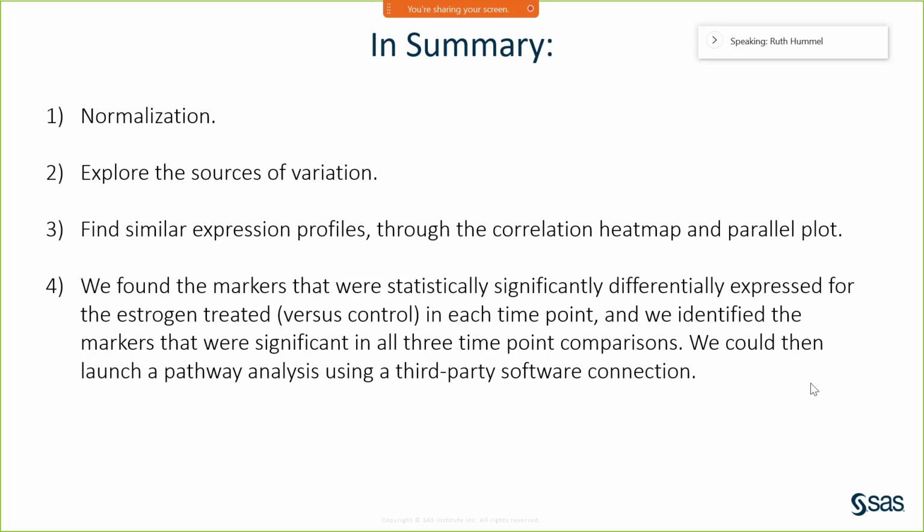Okay, so what we looked at was with expression data, we looked at normalization, exploring some of those sources of variation with that scatter plot. We looked at similar expression profiles with that heat map and the parallel plot, and then we actually did the ANOVA and looked at those volcano plots to find which markers were significantly differentially expressed. And we could use a Venn diagram to choose which things overlapped between tests and then maybe take that to a pathway analysis.